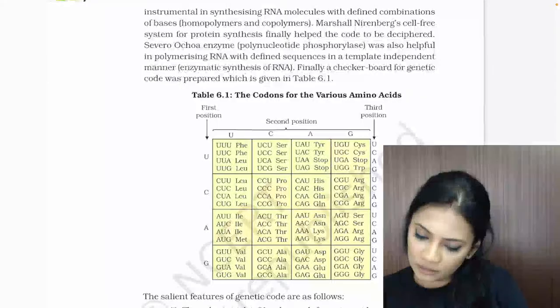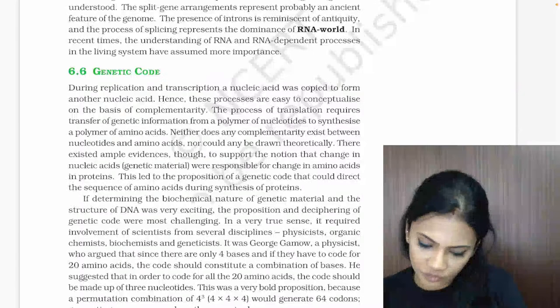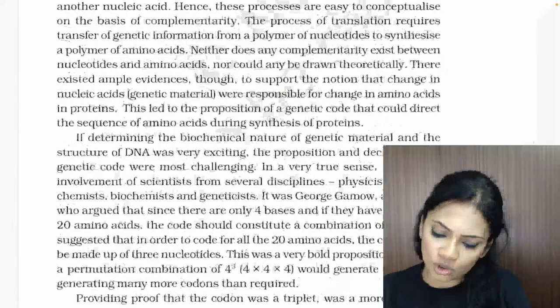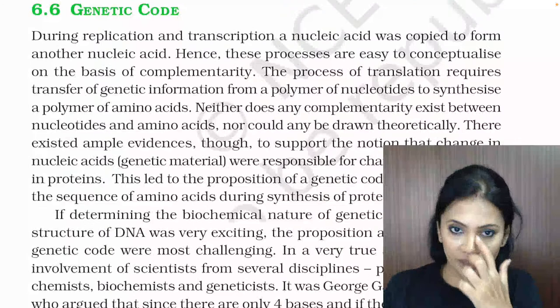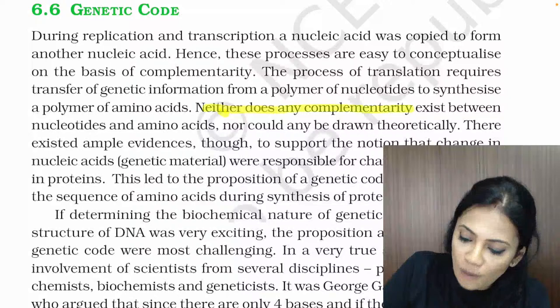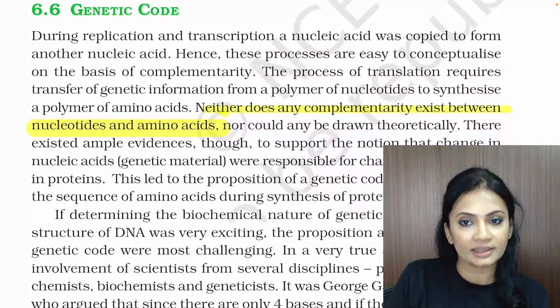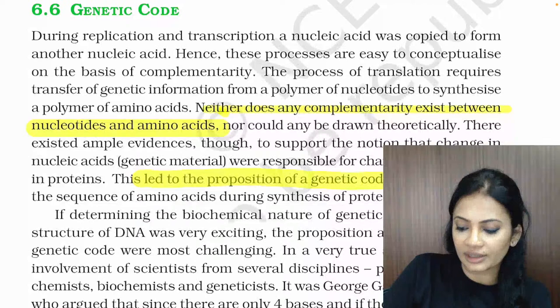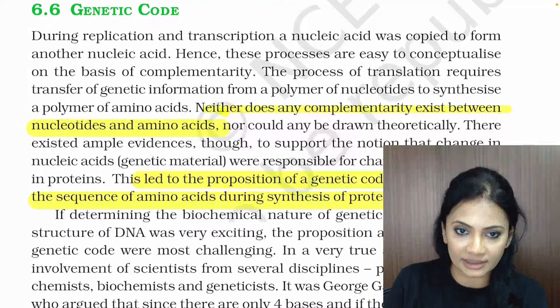Now talking about the genetic code. There is no complementarity between nucleotides and amino acids. That is why this led to the proposition of a genetic code that could direct the sequence of amino acids during protein synthesis, because there was no complementarity between the RNA and the amino acids.